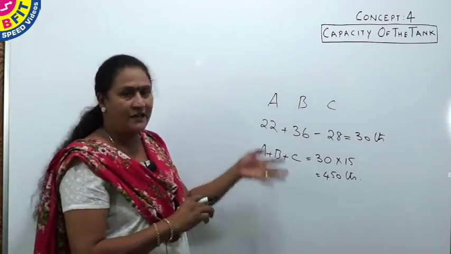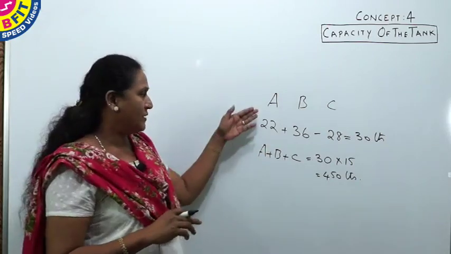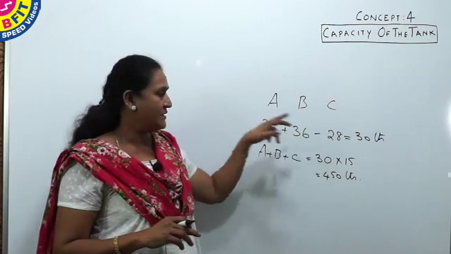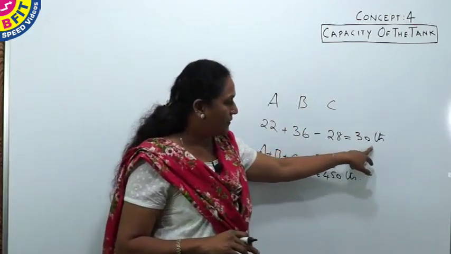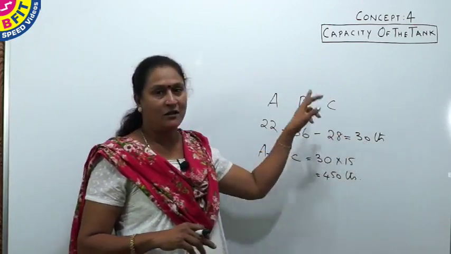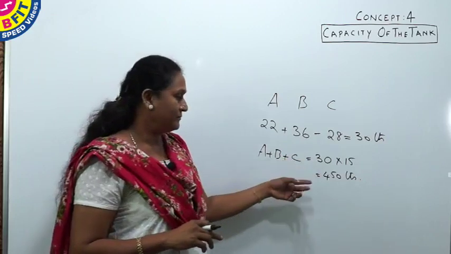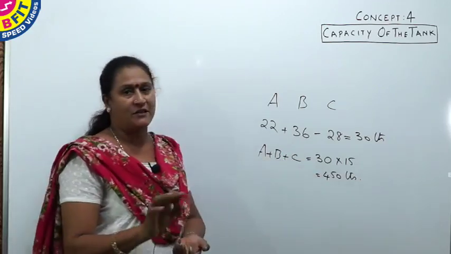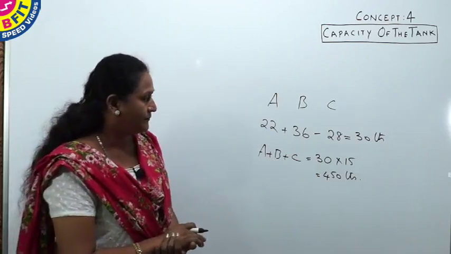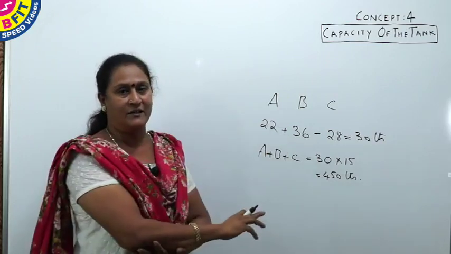So just use the data. They have already worked and gave you the work itself. So work done by A, B and C is given. As C is emptying, adding and subtracting, we can get the amount of water poured by all the 3 taps in 1 hour. So in 1 hour 30 liters. In 15 hours, 30 into 15, 450 liters is the capacity of the tank. So no need to use LCM and all. They have already given the work itself.